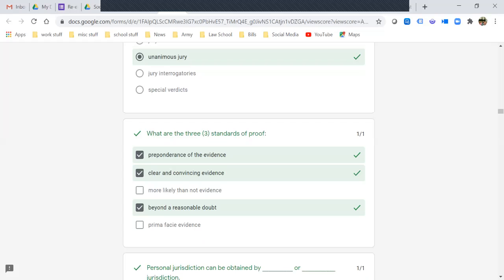What are the three standards of proof? This is an easy one. The three standards of proof are: one, preponderance of the evidence, so that means 51% or more. Two, clear and convincing evidence, which is the civil side equivalent of beyond a reasonable doubt. And three, you have the criminal side, which is beyond a reasonable doubt. That doesn't mean 99% or 100%, but probably more than 90. Same thing for clear and convincing. It doesn't mean 100%, but it means substantially more.